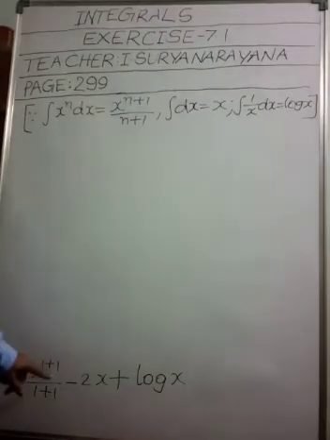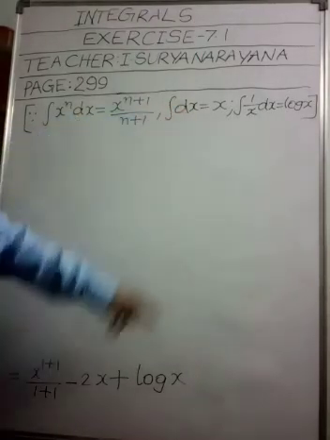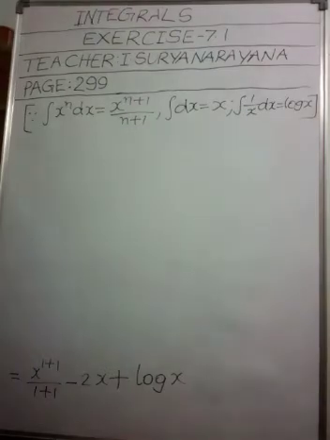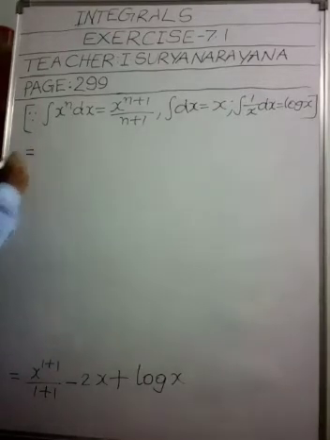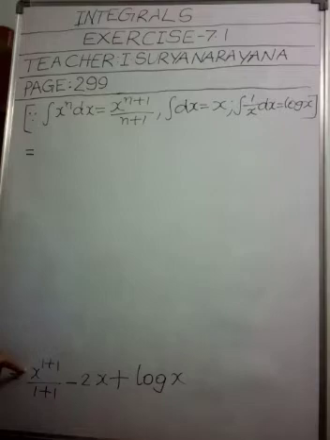Understood this step, my children? By using these three formulae, we wrote this step. Integration part is over. Then what is the next step? We have to simplify the terms. So that is equal to, let us simplify the first term.